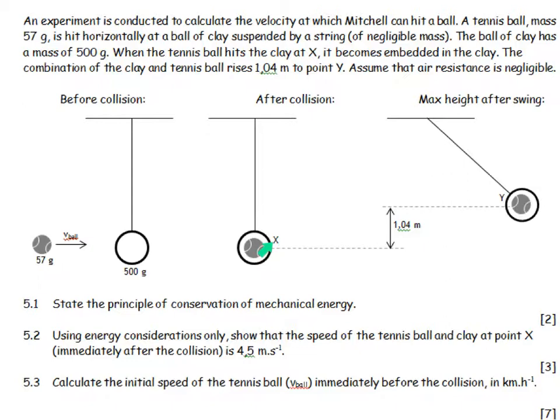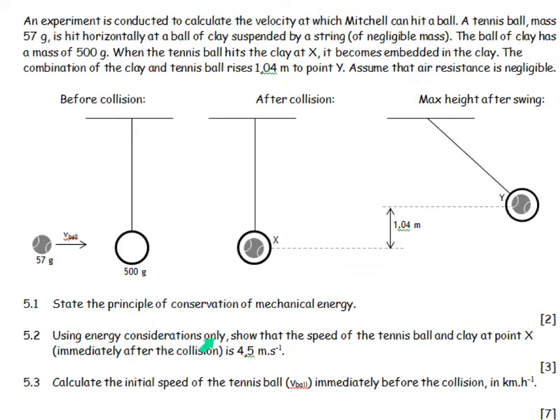That's your collision. And then the combination of the clay and the tennis ball rise up to a point 1,04 meters above the original, and assume air resistance is negligible. State the principle of conservation of mechanical energy: that your mechanical energy in an isolated system remains constant. And you could have said something about mechanical energy being kinetic plus potential.